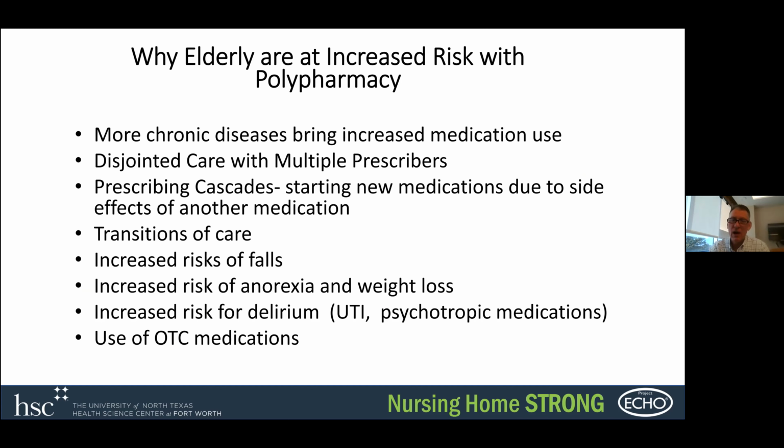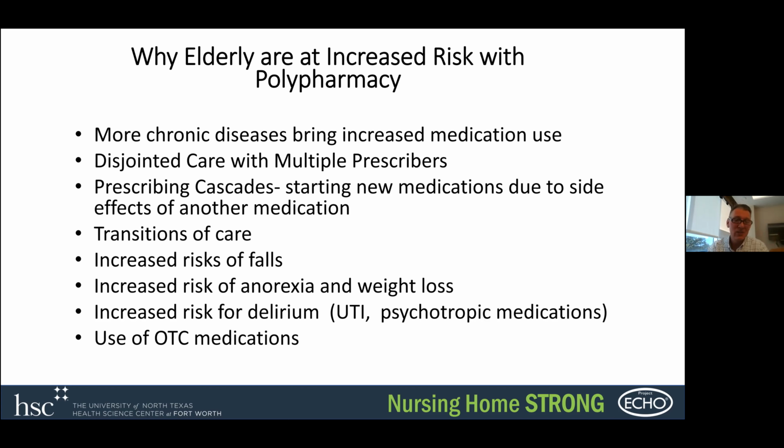Here's a term you may not know, prescribing cascade. Now, what is that? Prescribing cascade is when you start a new medication because of another medication that you're already on. So maybe you have a side effect, and so you add something else. Some of these are expected, like some diuretics, where you're going to drop in your potassium. Likely you'll need potassium to replace that.